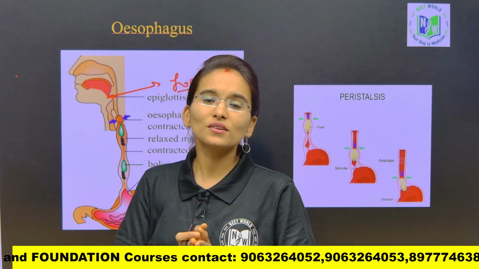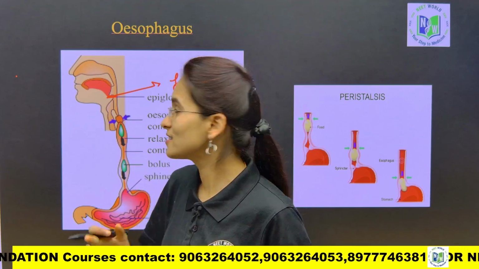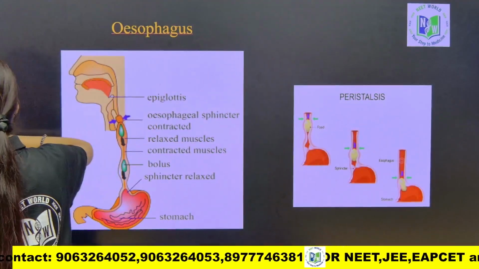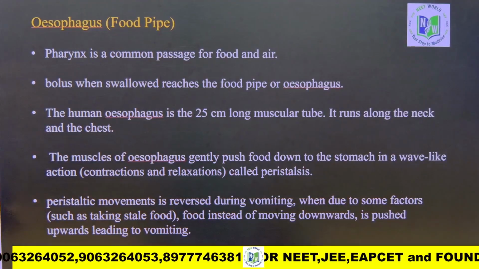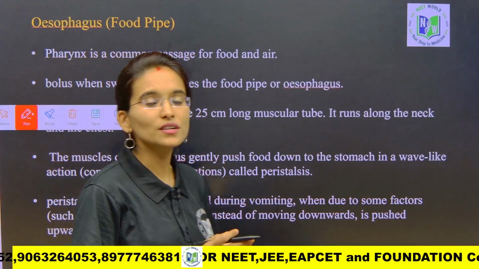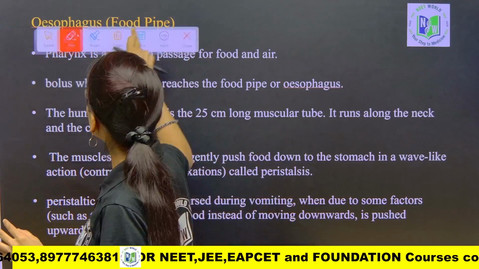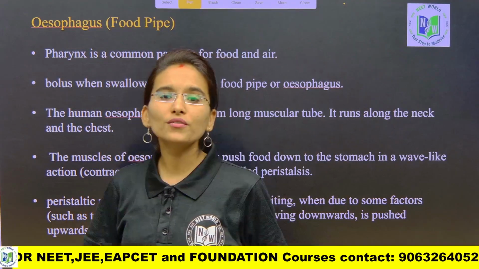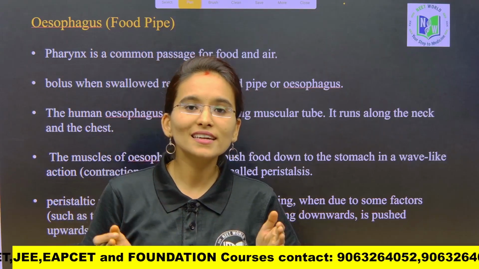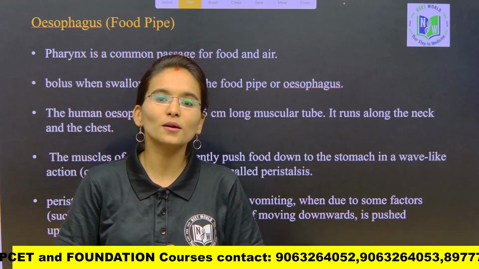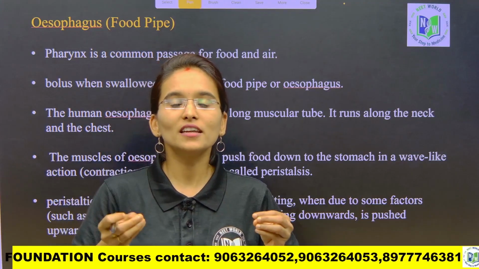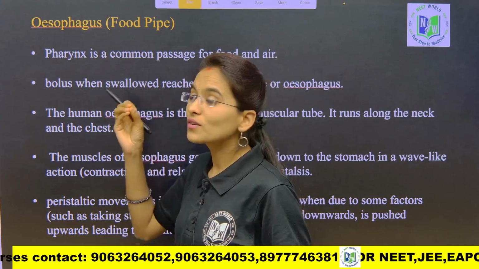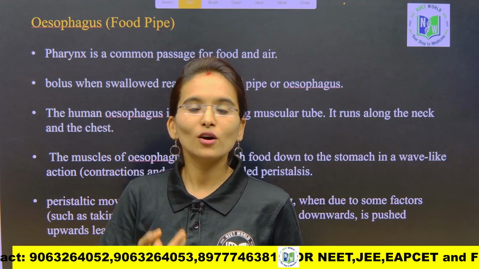So how is it going to transfer? Is there any mechanism behind this? Yes, let's understand. From the mouth, next the food is going to enter into the pharynx. The pharynx is a common passage for food and air. The type of pharynx that we are studying here is the oropharynx, my dear students. You have the nasopharynx and the oropharynx. The nasopharynx is helpful in the passage of air, and the oropharynx is useful in the passage of food from the mouth to the stomach.